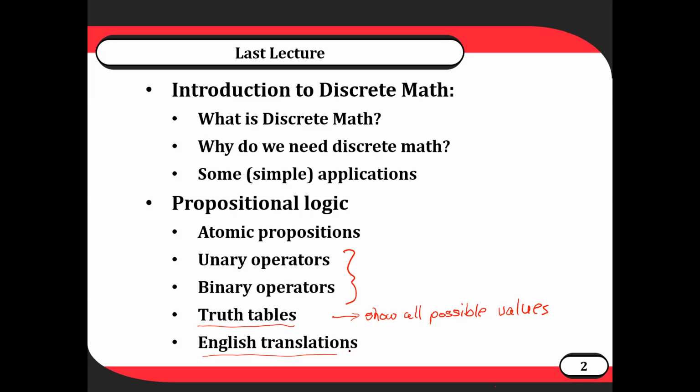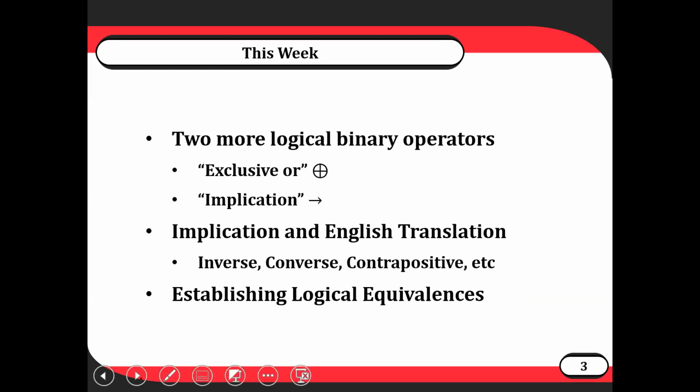And then we looked a little bit at English translations, how to convert from a logical proposition to English and back. So we're going to look at more of that today. We're going to start by looking at two more logical binary operators. A binary operator takes two logical expressions and combines them. So we're going to look at the exclusive OR operator and the implication operator.